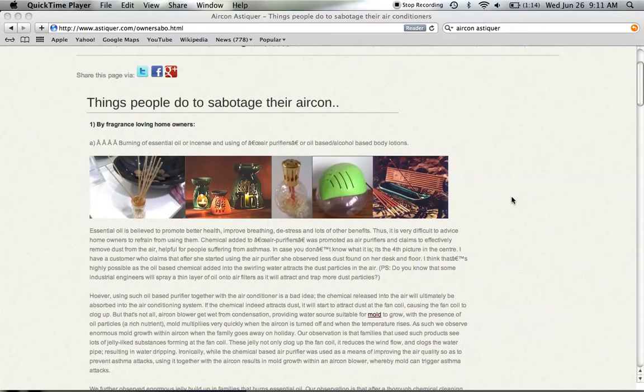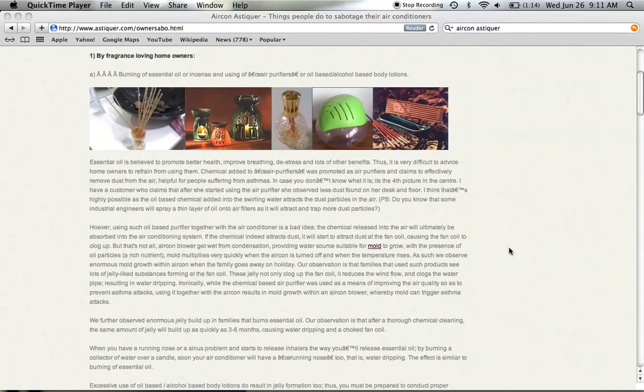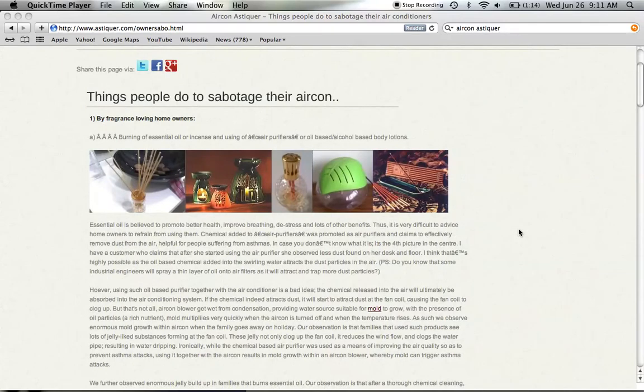Whenever you release oil particles into a room and turn on the aircon, you are depositing a thin layer of oil on the internal working parts of the aircon, which includes the blower, the back of the aircon, the fan coil, and the water tray.